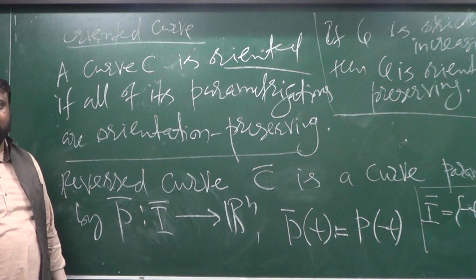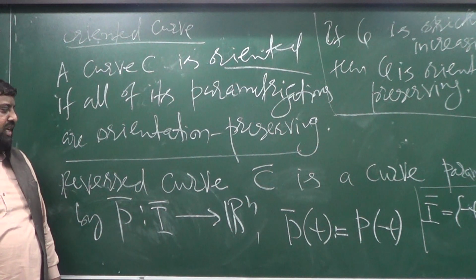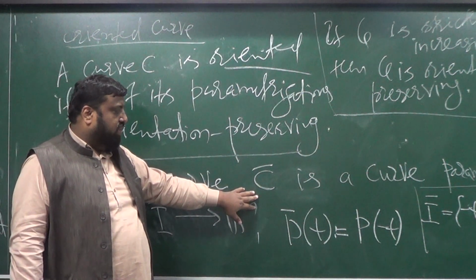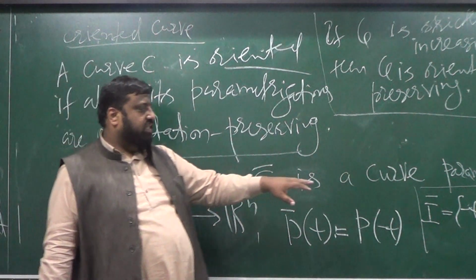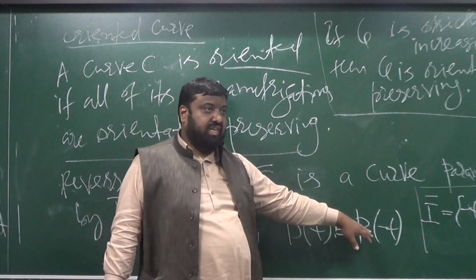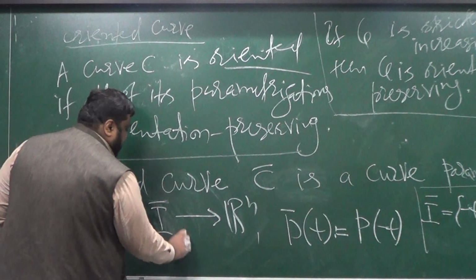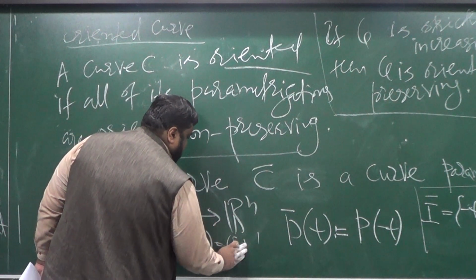Take the reverse curve and substitute minus T into it. So you're going to say that you have a C bar curve with the parameterization P bar, and define it in this manner. So you can easily get it. What would be the parameterization, for example, for P of T equal to sin T and cos T?